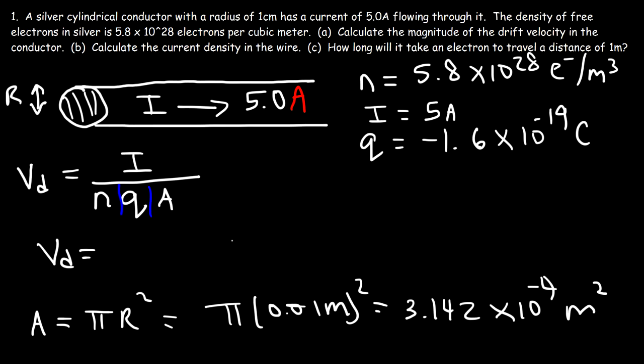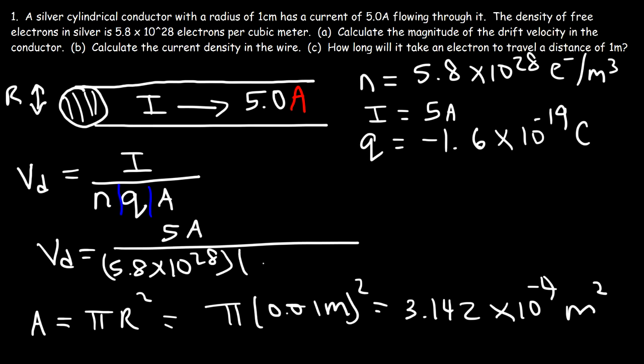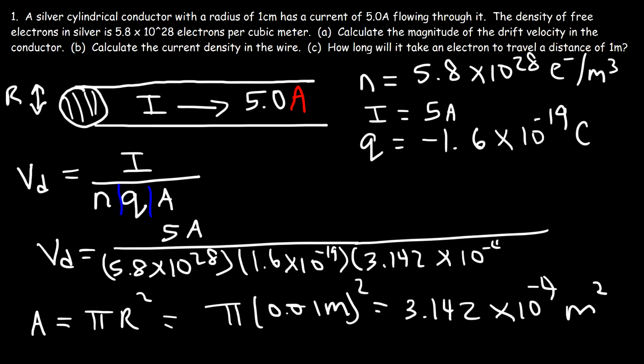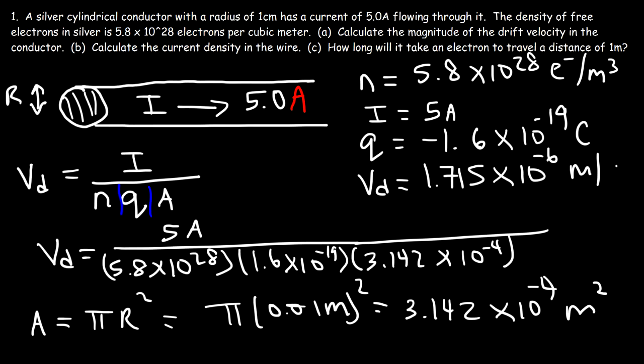Now let's go ahead and plug everything in to the formula. So the current is 5 amps. N is 5.8 times 10 to the 28. Q, we're going to use positive 1.6 times 10 to the negative 19. And then the area, 3.142 times 10 to the negative 4. So if we take 5 and divide it by 5.8 times 10 to the 28, and then take that result divided by 1.6 times 10 to the negative 19, and then divide that result by 3.142 times 10 to the negative 4, you should get this answer. So the drift speed is 1.715 times 10 to the negative 6 meters per second.